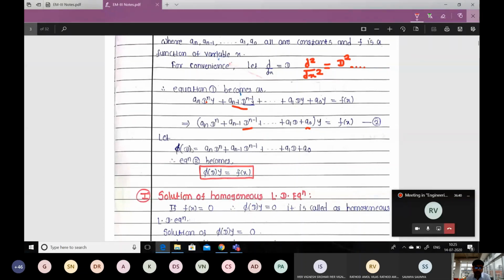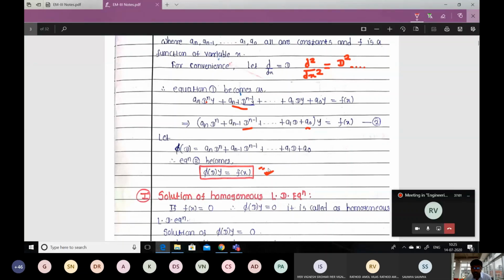So I'm just letting phi of D equal a_n D to the power n plus a_(n-1) D to the power (n-1) up to a_1 D plus a_0. So we get a very short notation of the linear differential equation with constant coefficients as phi of D times y is equal to f of x.